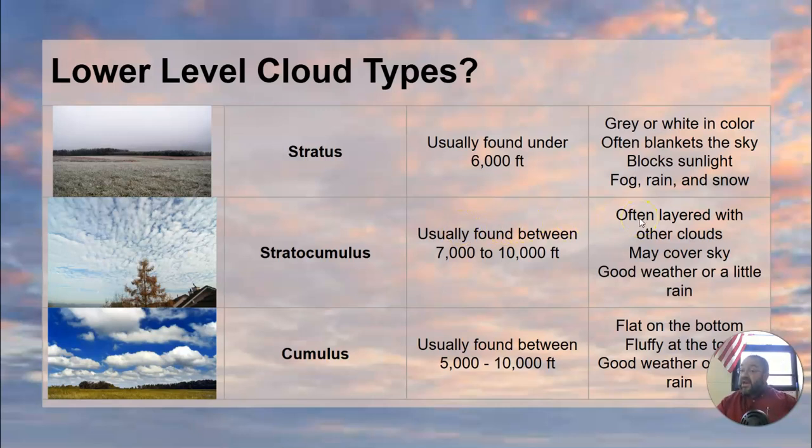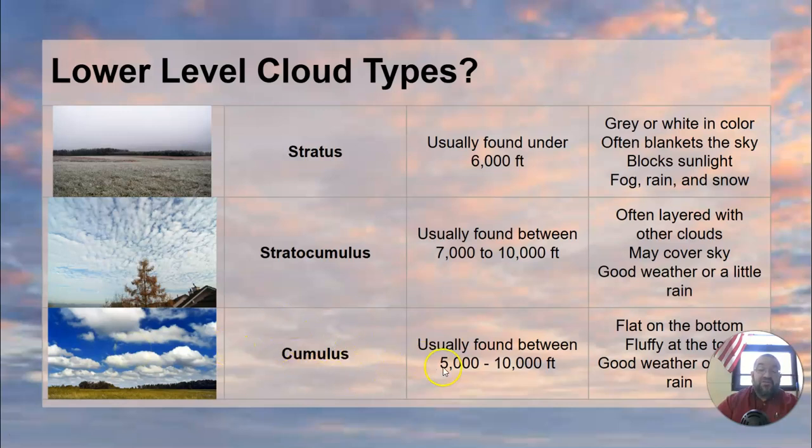They may be layered with other types of clouds, and they may even cover the whole area with some sunlight peeking through. But the cool thing is that usually when you see these, there might be some rain on the horizon, but usually they're associated with really, really good weather. Now, the best kind of clouds out there that you'll see that are associated with good weather are cumulus clouds.